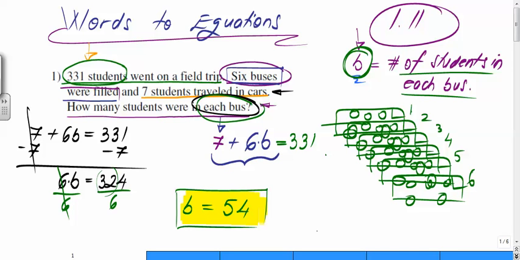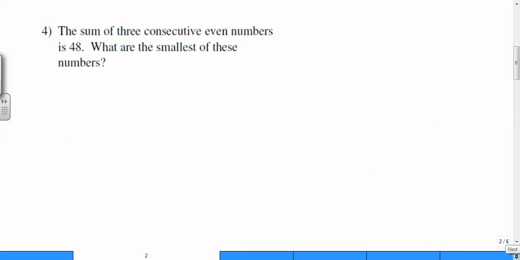Okay? And it took me a while to explain it, but I wanted to make sure that everybody understands what are the steps we took, and what could be the strategy to solve a problem like that. We'll try one more. Okay?